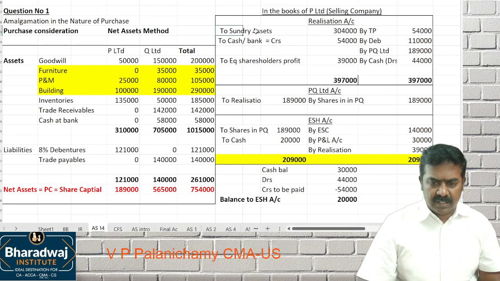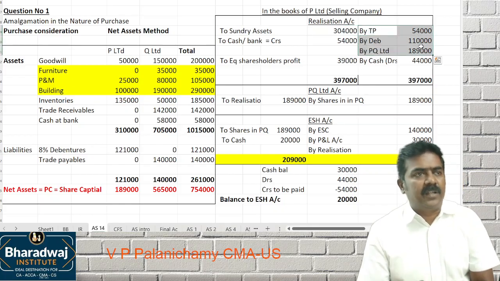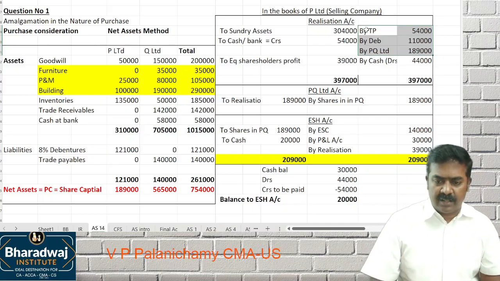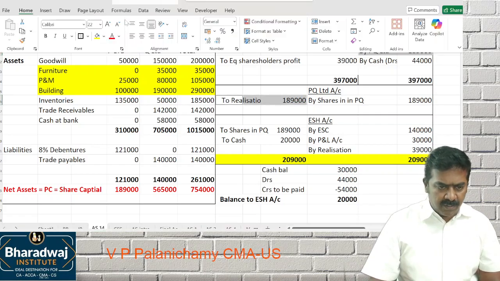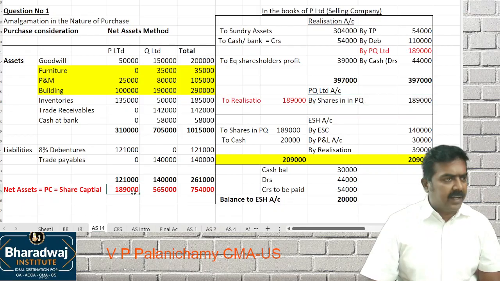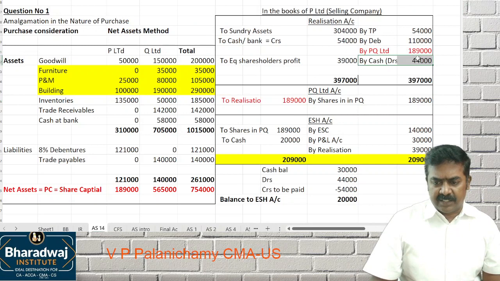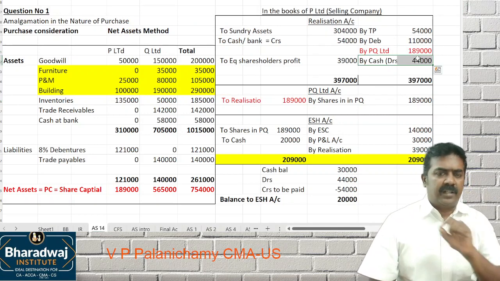So we transferred. Then on the liability side, creditors and debentures. Please remember, the selling company transfers which value? Book value. Trade payables and debentures we transferred. Purchase consideration due: PQ Limited account debit to realization. Then we get shares in PQ, 1,89,000. Then we have to get the money from debtors. What is the entry for sale of assets not taken over? Cash account debit to realization.